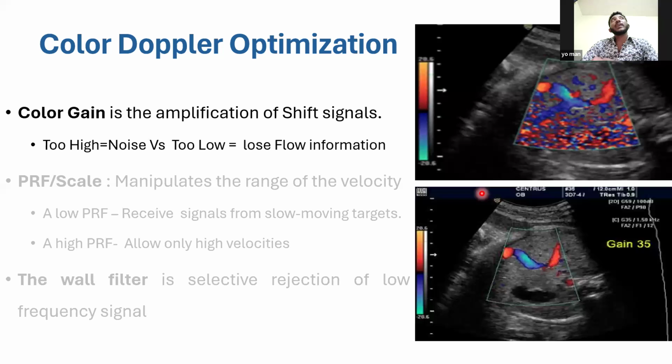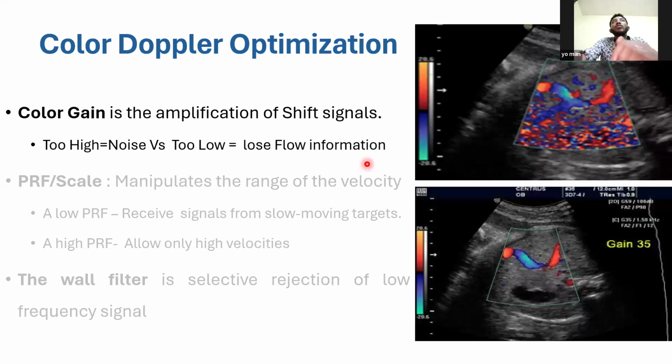So it is basically amplification of the shifted signals. It doesn't increase the volume. It doesn't increase the velocity. It doesn't increase or decrease the scale, but it only amplifies the shifting signals. So when we set the color gain too high, noise will become like this, and it's so much more difficult to interpret things at a high gain level. If it is too low, then we also lose some important information because it will decrease the amount of information we get in the color flow, or it eliminates important slow flowing objects.